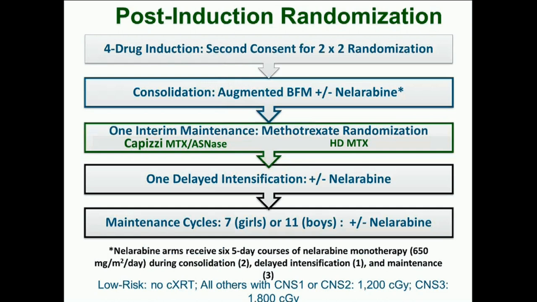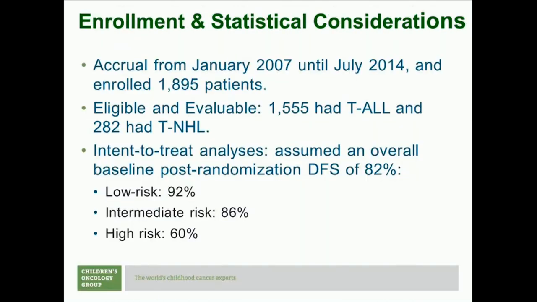So the low-risk patients were not part of this randomization. They automatically received no nelarabine, and they automatically received only Capizzi methotrexate, and they did not receive CNS irradiation. All others, CNS 1 or 2, in any groups, and those without CNS disease still received cranial irradiation for prophylaxis, so that they would not relapse there, and those who had disease in the CNS received full-dose radiation. So we accrued from January 2007 until July 2014.